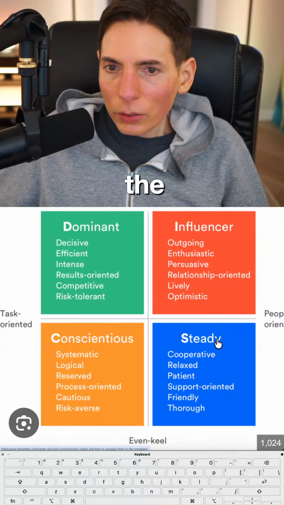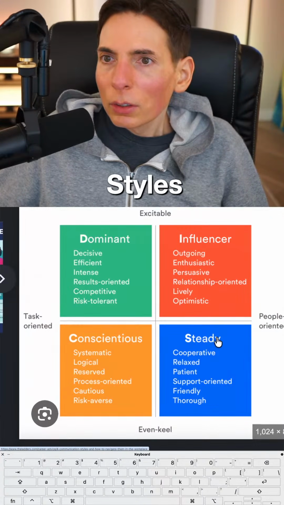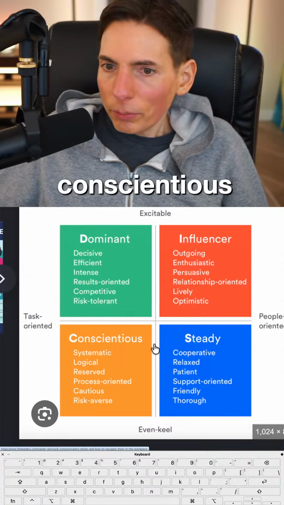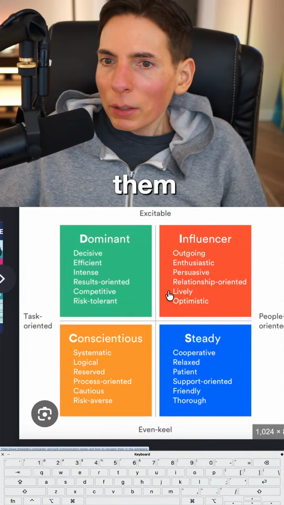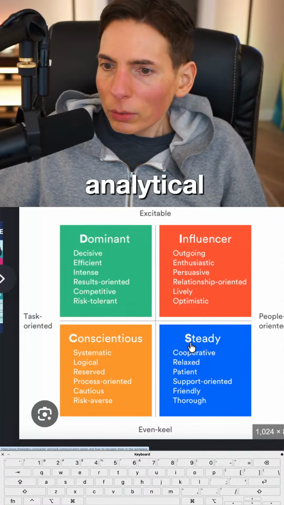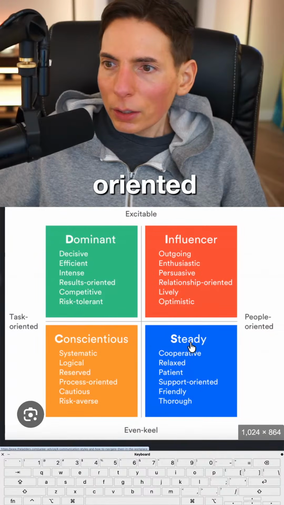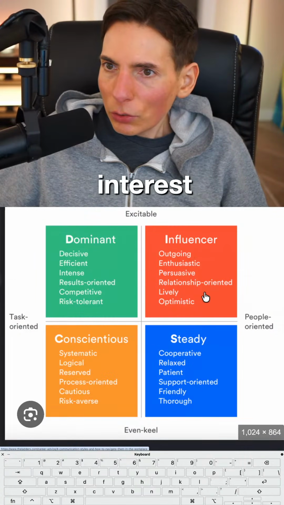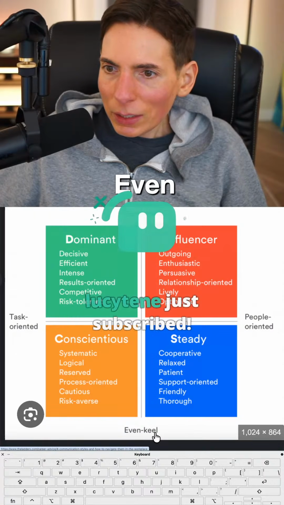So these are the different communication styles. Dominant, influencer, steady, and conscientious. One of them is analytical, task-oriented, excitable, people-oriented, interesting. Even keel, steady.